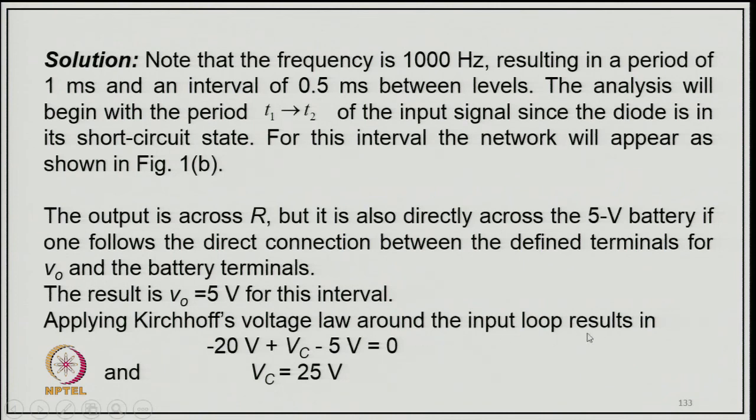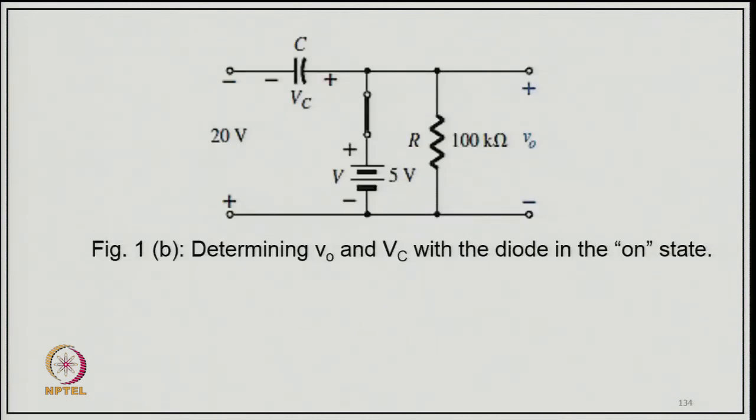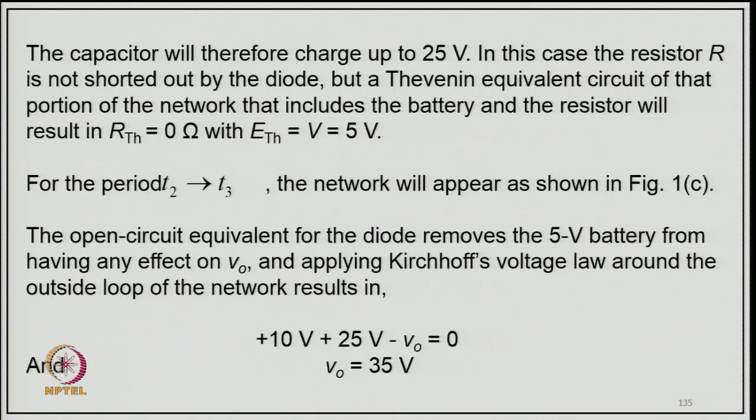Applying Kirchhoff's voltage law, we get -20 volt plus Vc minus 5 equal to 0. So, Vc will be 25 volt, and the diode will conduct when the input is more than 20 volt. The capacitor will therefore charge up to 25 volt. In this case the resistance is not shorted by the diode. The Thevenin equivalent of the portion of the network that includes the battery and resistor gives RTh equal to 0 and ETh equal to 5 volt. For T2 to T3 the network will appear as shown.